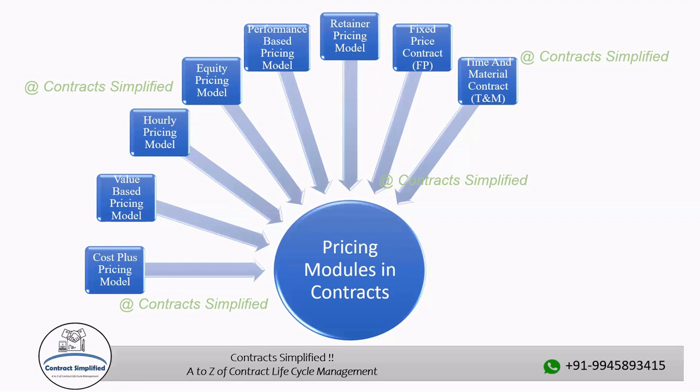T&M contracts are commonly used in industries where project requirements are subject to change, such as software development, consulting, construction, and research. However, due to the potential of unexpected costs, clients and contractors must communicate effectively and manage expectations to avoid disputes and ensure successful project delivery. It's worth noting that T&M contracts provide flexibility. They also require careful monitoring and management to prevent cost overruns and ensure that the project stays on track.